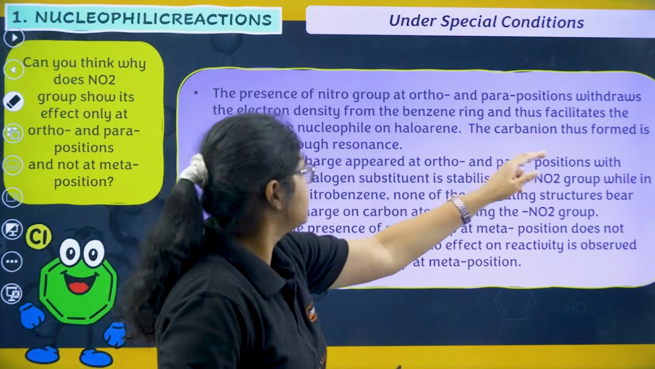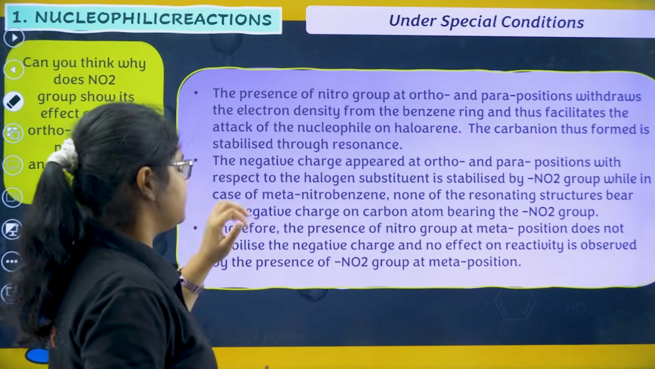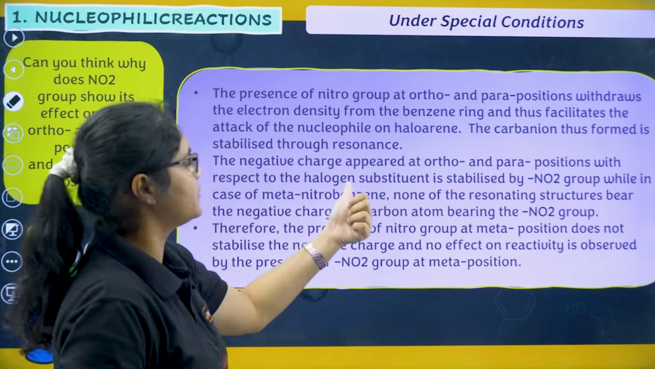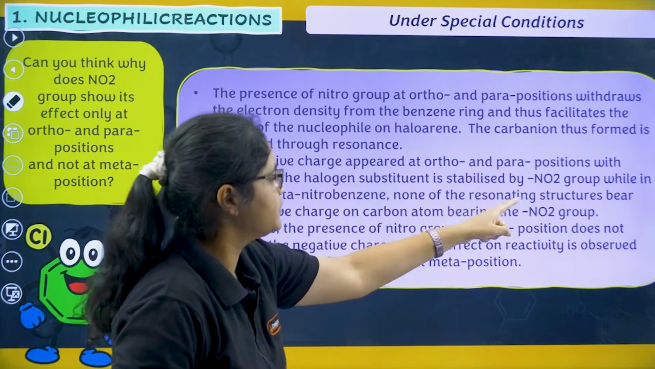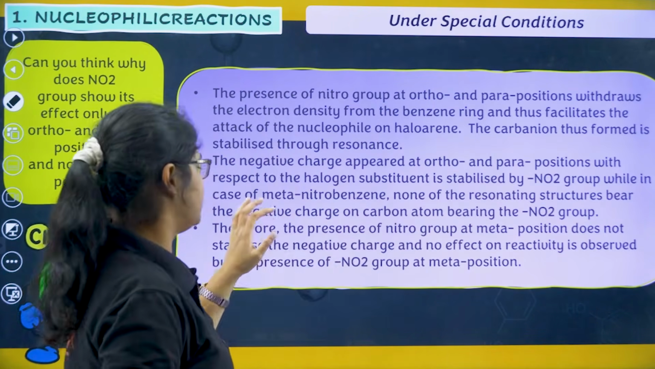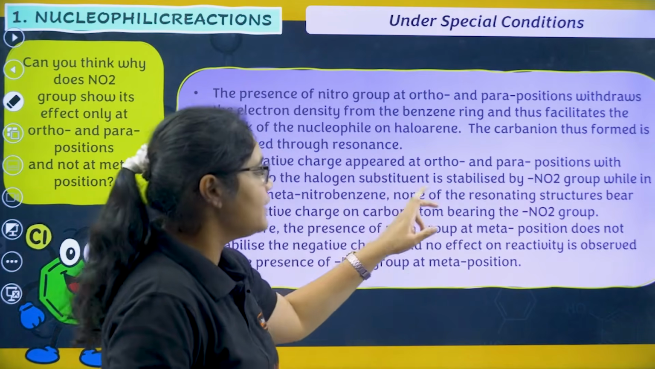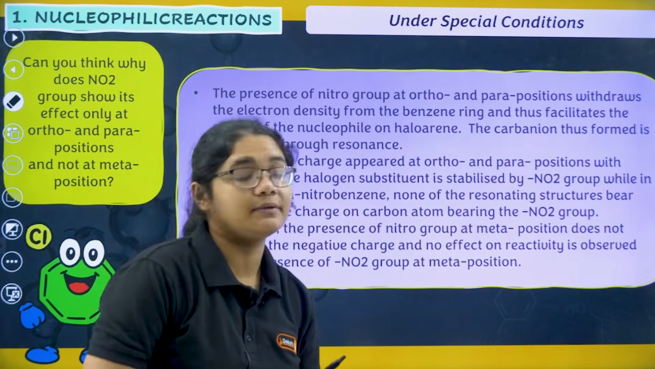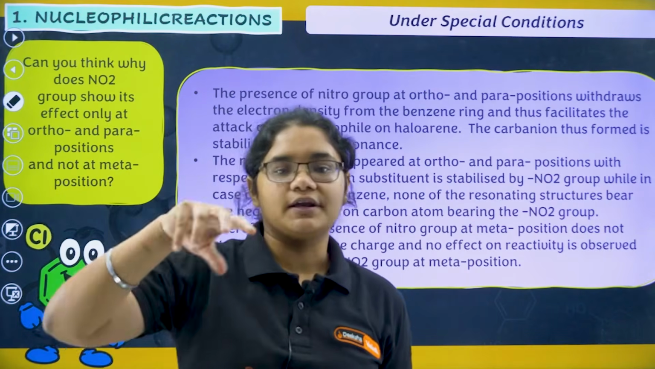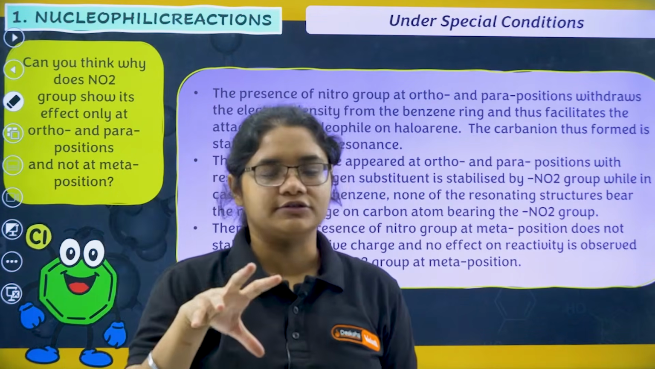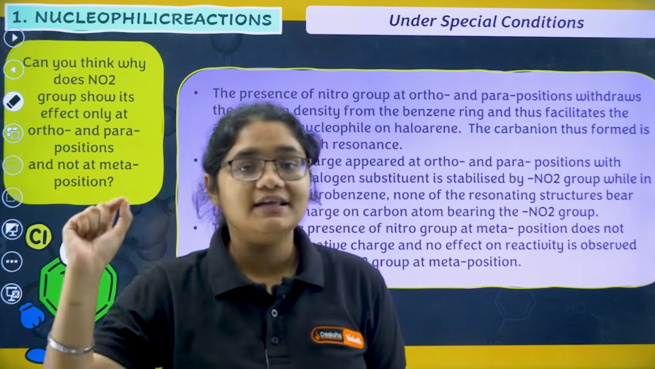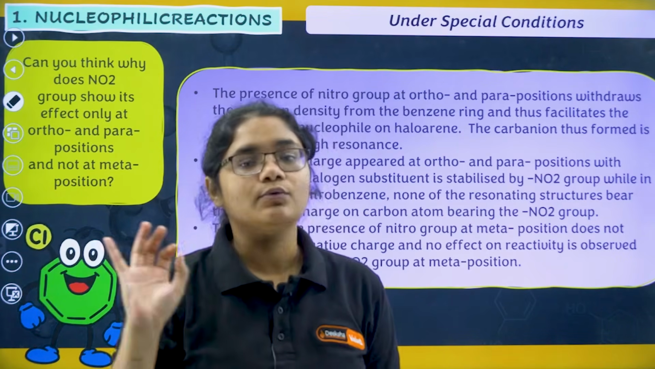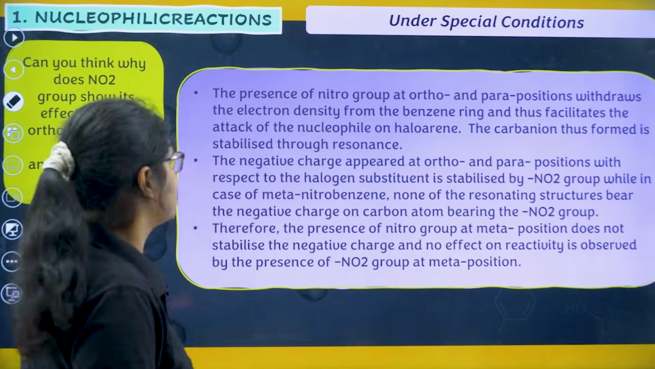The carbocation thus formed is stabilized by resonance. The negative charge appearing at ortho and para position with respect to the halogen substituent is stabilized by the NO2 group, while in case of meta-nitrobenzene, none of the resonating structures bear the negative charge on the carbon atom bearing the NO2 group. So in meta position, when you draw the resonating structures, the carbon which contains the NO2 group never gets the negative charge. When it does not get it, NO2 cannot steal. Okay, so that's the whole conclusion here.